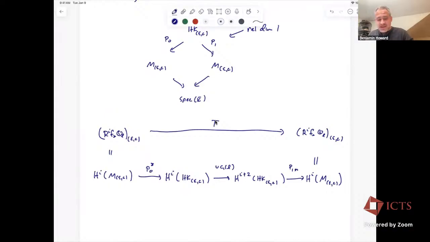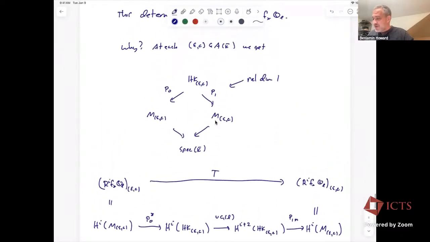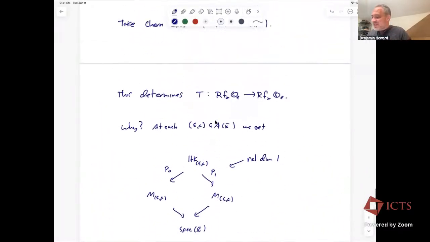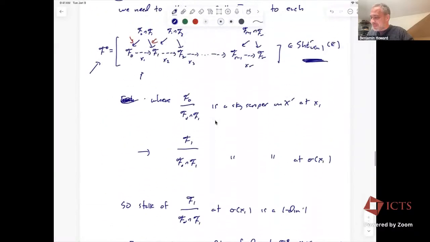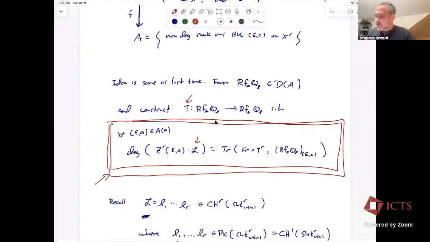Okay, and I claim with this endomorphism, this relation is true. And the explanation for it is complicated, but it's basically some kind of extended form of the Grothendieck-Lefschetz trace formula.